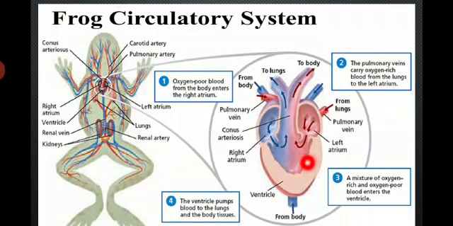And one more thing you have to see: in the single ventricle chamber, there is a mixture of oxygenated and non-oxygenated blood, because the separating septum layer is not present in this amphibian group, the frog's heart, not in other organisms. For example, human beings have four chambers, with the left and right ventricles separated by the interventricular septum in their heart, but in the frog's heart the septum is not present. So the oxygenated and non-oxygenated blood mix in this ventricle chamber.